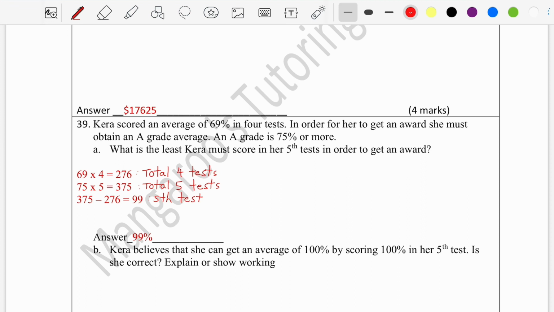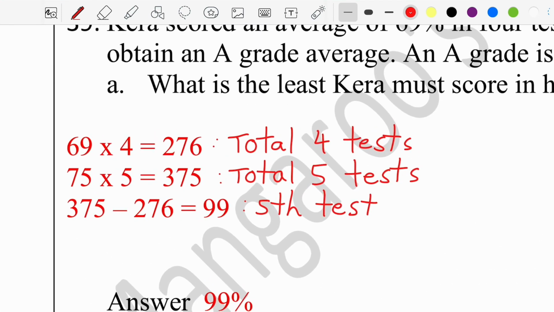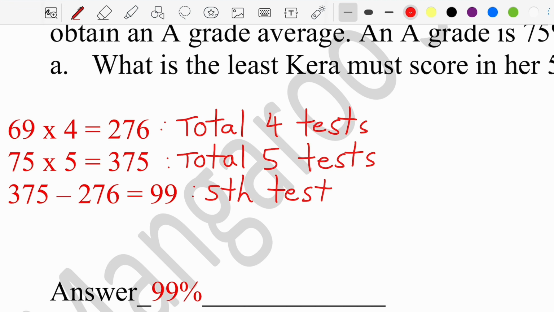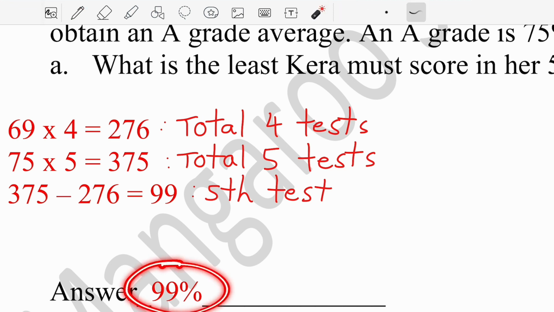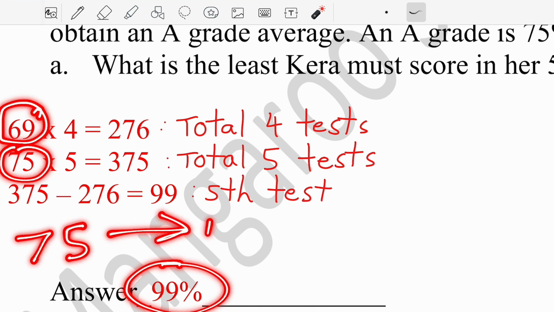Part B is 1 mark. Kira believes that she can get an average of 100% by scoring 100% in her 5th test. Is she correct? Well, no, because if she scored 99% in her 5th test, and it took her average from 69 to 75, then definitely scoring 100% won't take you from 75 to 100, right? 1 more percent cannot cause that.